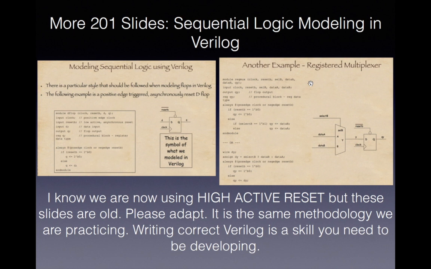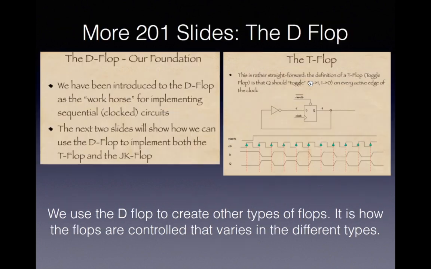And let me say, for our designs, although Pong Chu doesn't practice this, I want to practice this. So in our sensitivity list for sequential circuits, we only have posedge clock, comma, posedge reset. Always include a reset so that your flops get initialized during the reset.